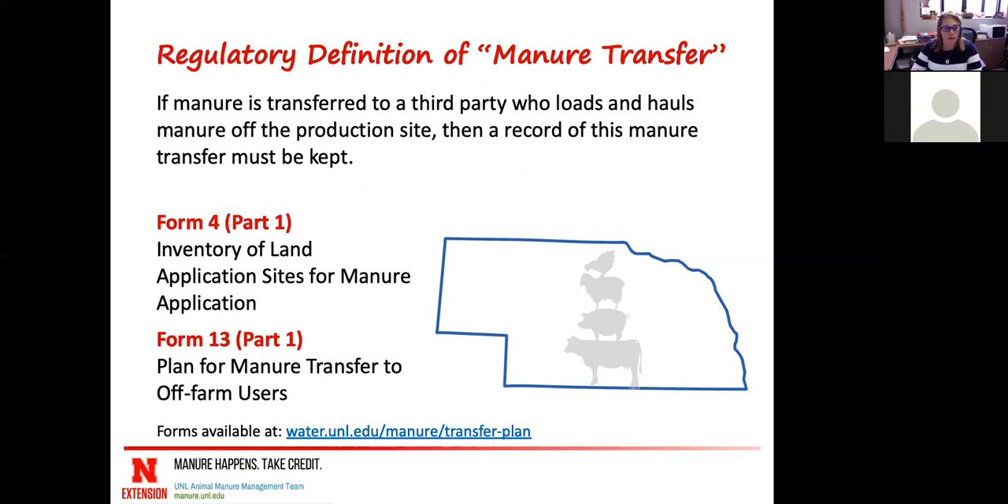I've put a link on the screen here to some information on our UNL website about manure transfers, and there's a couple of forms there from the Nebraska Department of Environment and Energy that might be good references for planning and deciding if additional land is necessary and if manure transfers are necessary for your farm.